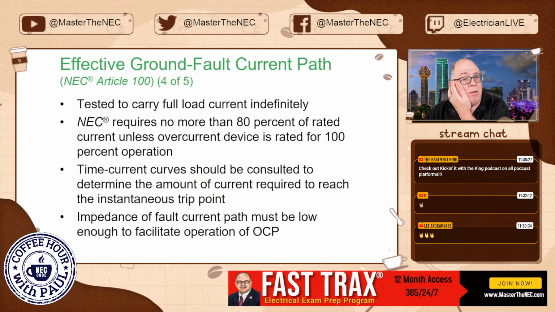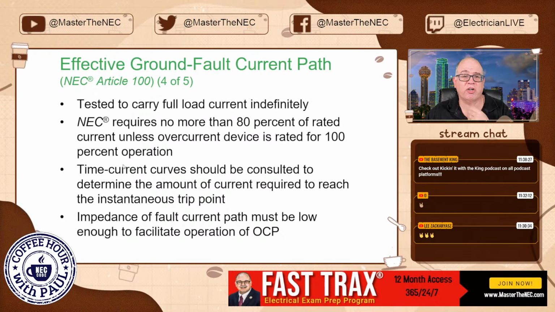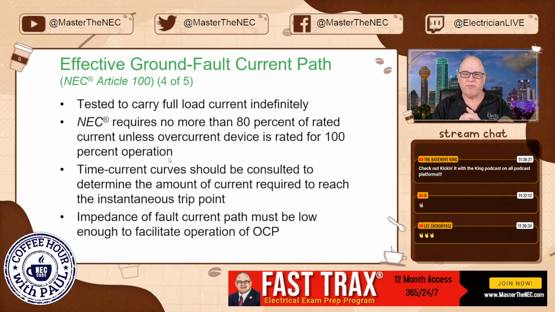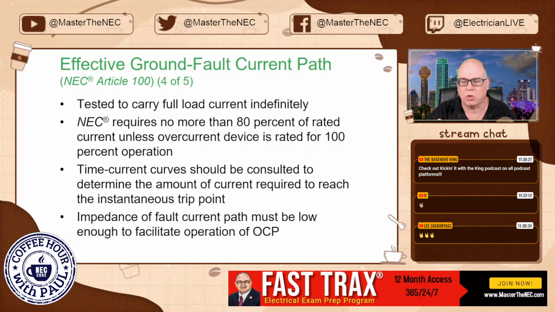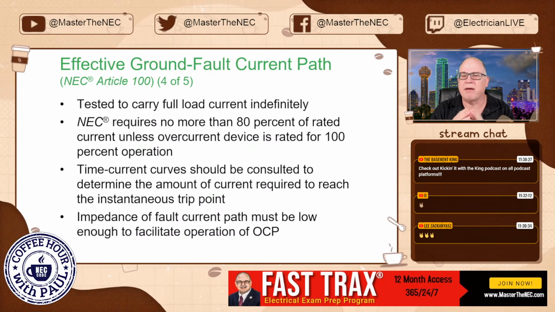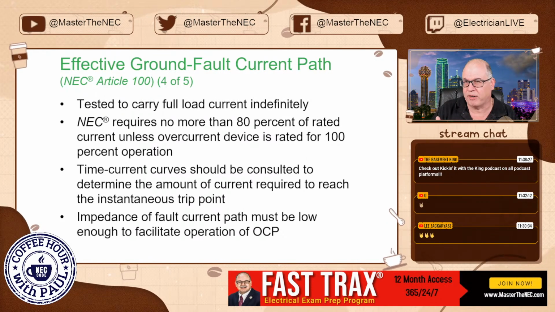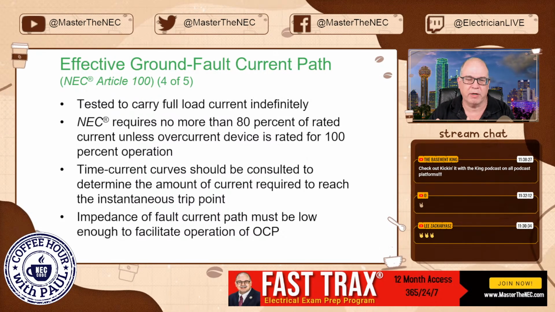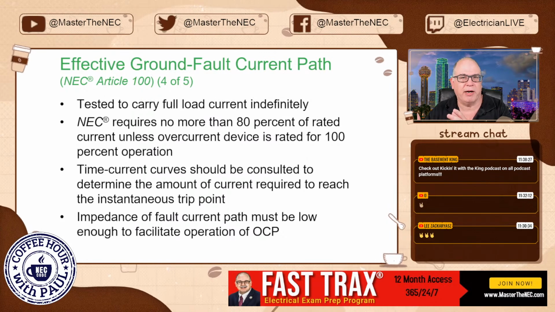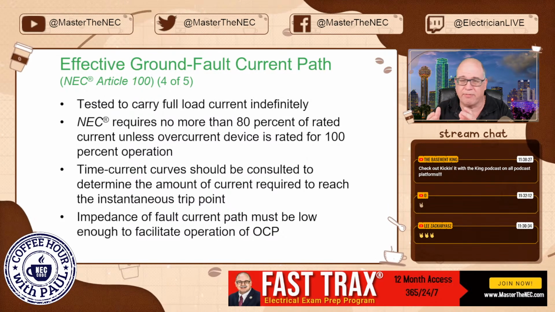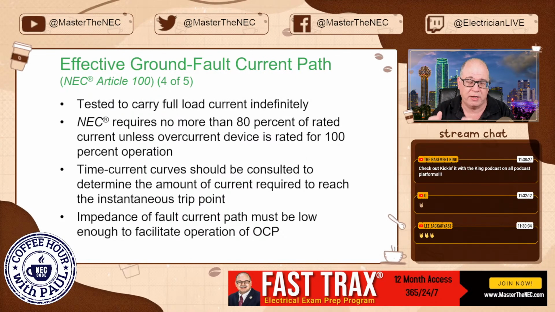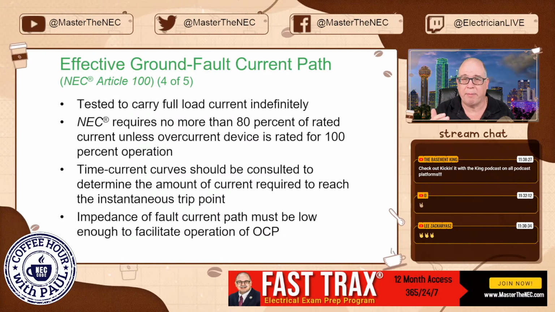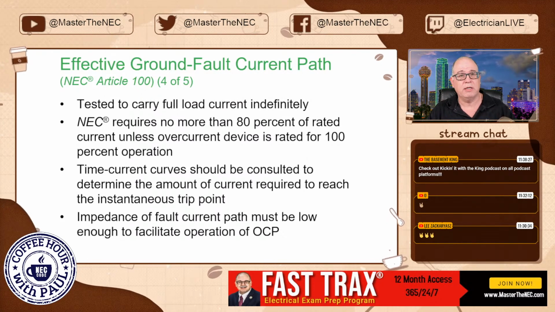Now the NEC requires no more than 80% of rated current unless the overcurrent device is rated for 100% operation. This is where you see people talk about the 125% rule. This makes reference to the fact that the typical circuit breaker is going to limit continuous loads to 80%. If you already know the rating of the circuit breaker and you want to know what the load is, that would be 80% of the rating of that circuit breaker, if it's not rated for 100%. Then you would take the rating of the circuit breaker and multiply that by what? 125%, because 125% is a reciprocal of 80.